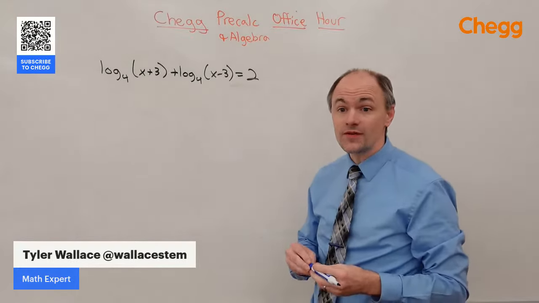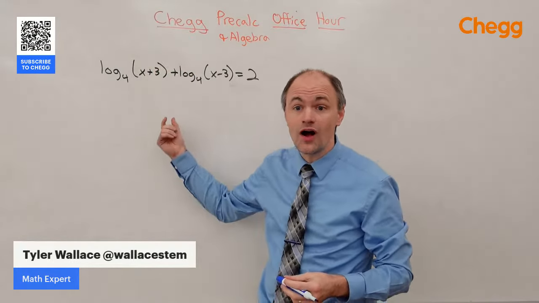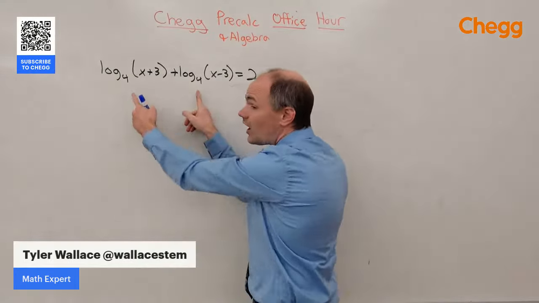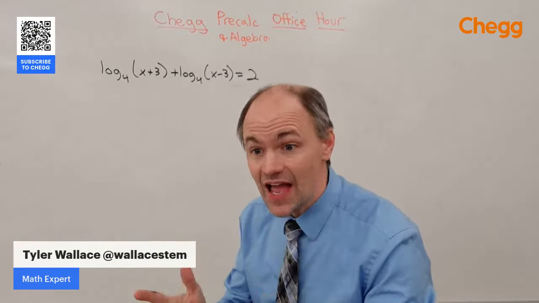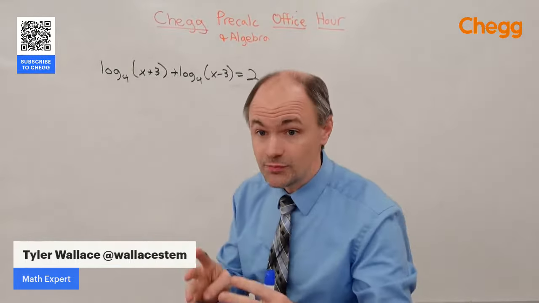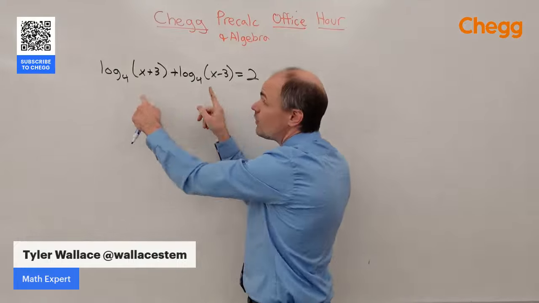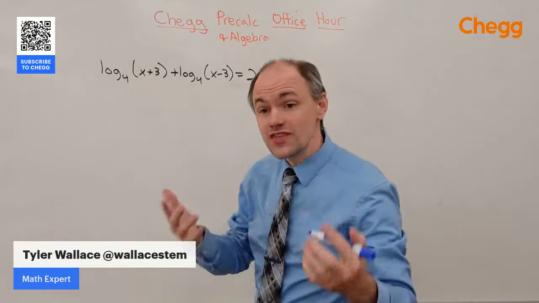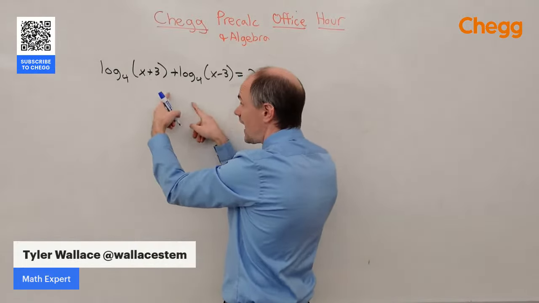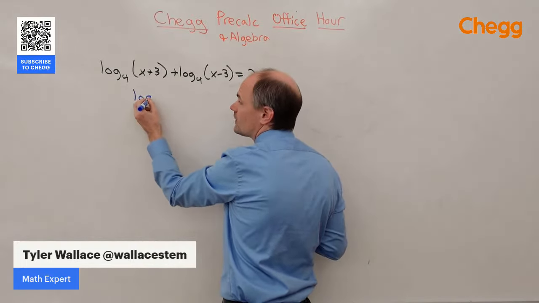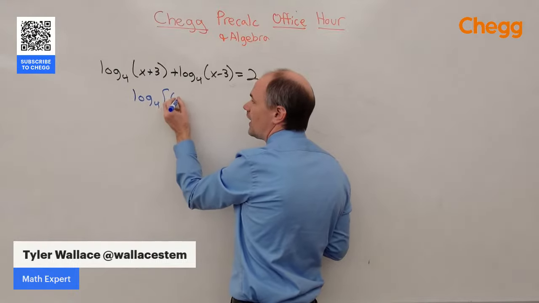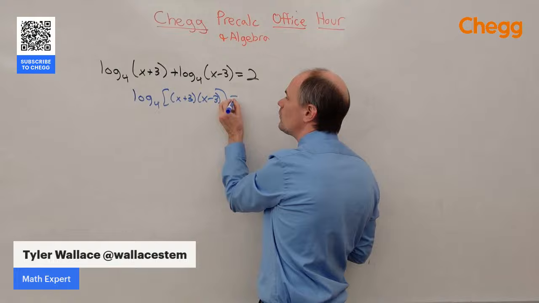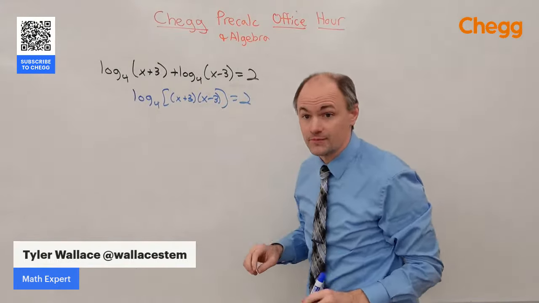The first thing we're going to do to help us out, though, is combine these two logs into a single log using our log properties. Because logs are actually fancy exponents. When we have the same base multiplied together, we end up adding the exponents. So we can use that same relationship backwards. Added exponents become a log base 4 of x plus 3 times x minus 3.